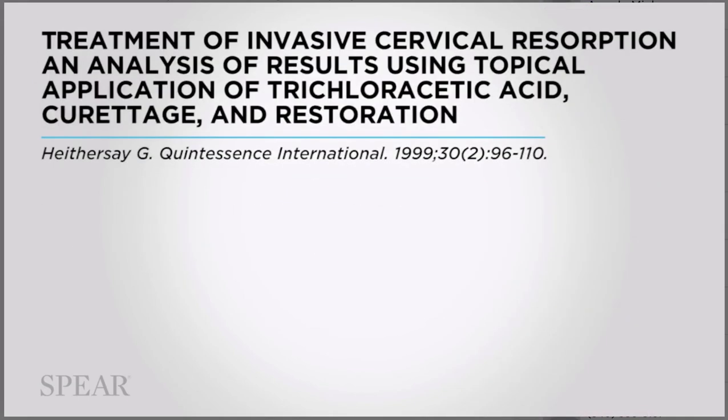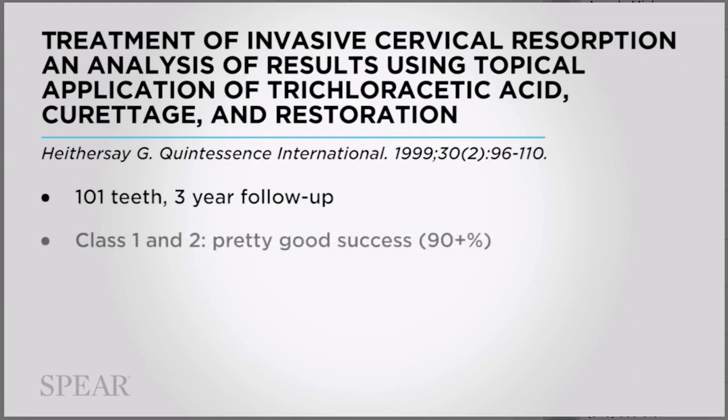So if you look at the studies that Heithersay did on the various classifications of invasive cervical root resorption, he had 101 teeth. He had a follow-up of about 3 years. He found that the class 1 and class 2 defects, he was able to clean out and restore with fairly good success, about 90% plus. However, as the resorption got worse, it's harder to clean out and harder to remove, so his success rate was reduced to a little less than 80%.